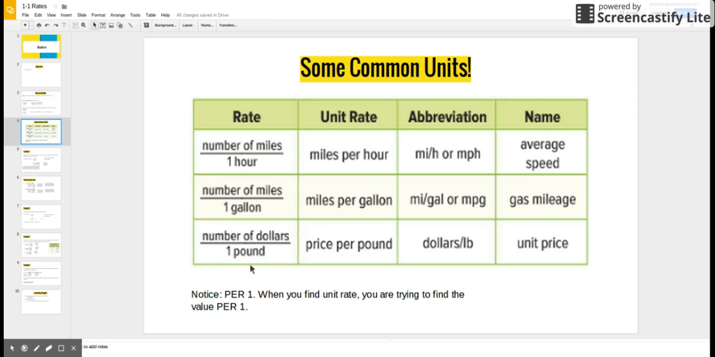per gallon. And then here's what you would see in like ShopRite, the number of dollars over 1 pound, which is the same thing as saying price per pound, dollars over pounds, or unit price. Notice per 1. When you find unit rate, you are trying to find the value per 1.